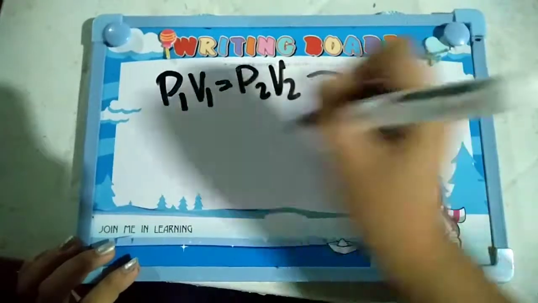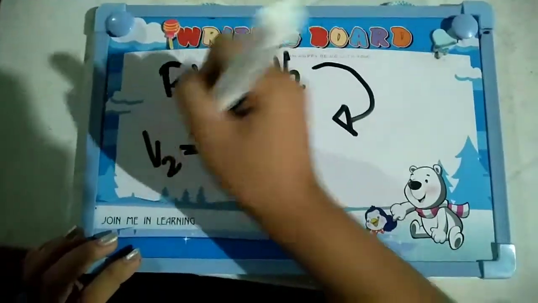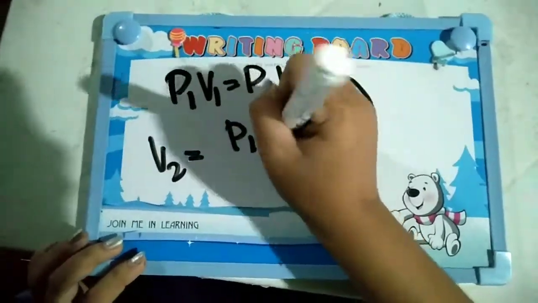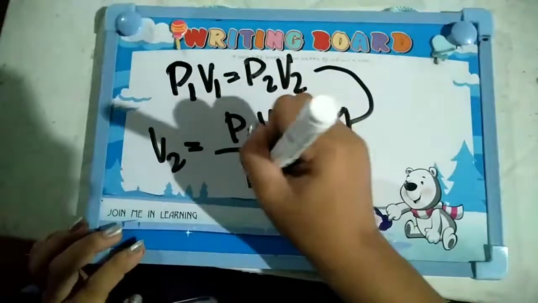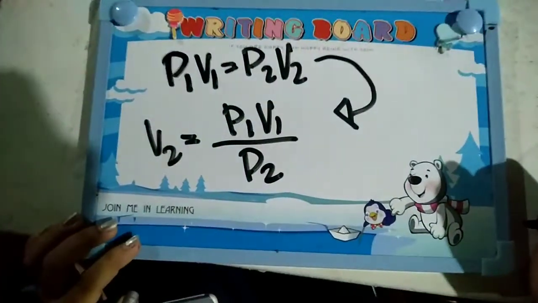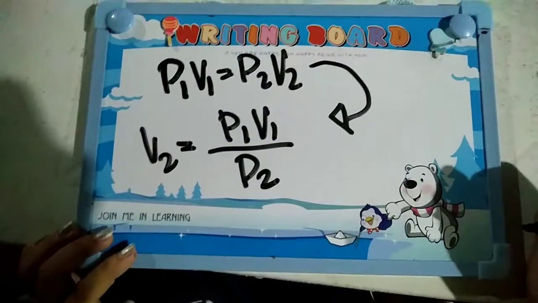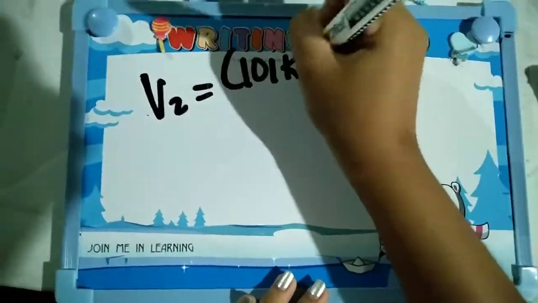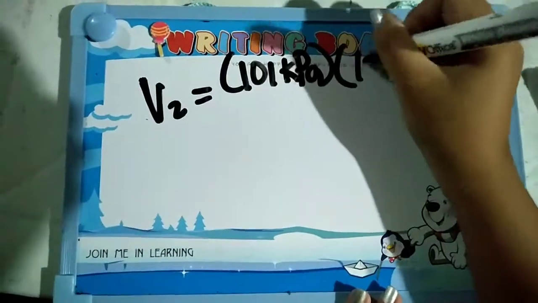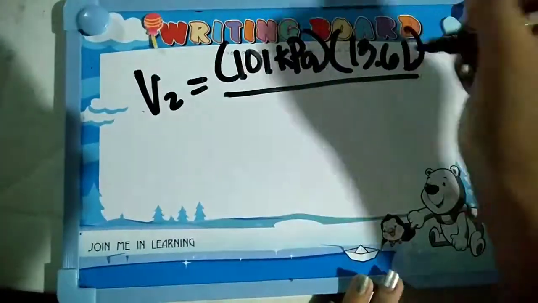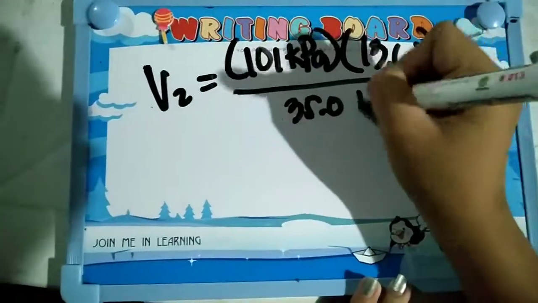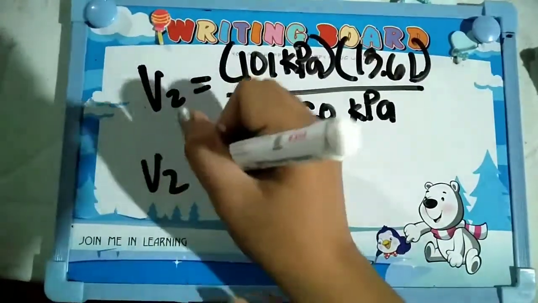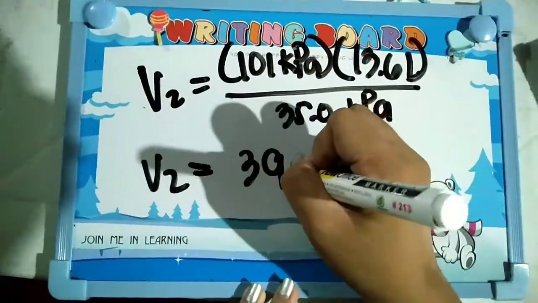P2 times V2. But since we will find the volume 2 of the problem, the formula would be volume 2 is equal to P1 times V1 all over P2. Multiply 101 kilopascal to 13.6 liters divided by 35 kilopascal. The answer would be 39.2 liters, which is now the second volume.